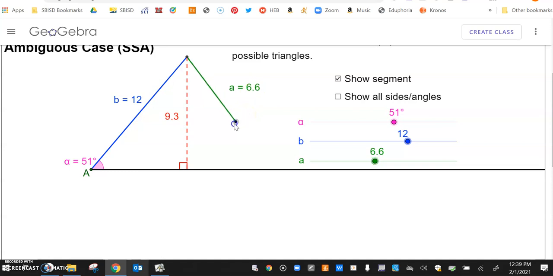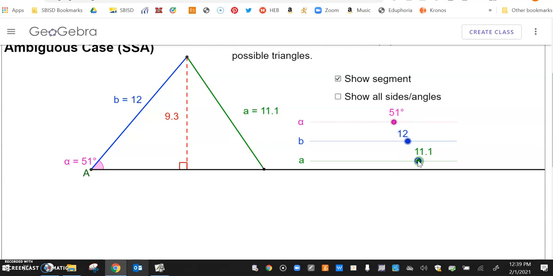This is 6.6. I can try as much as I can to swing it down, and it's never going to close. I think everyone's going to be in agreement with that. Let's make it bigger than 9.3. If it's bigger than 9.3, it's going to come around and close, right? Boom. And look here, this is what makes it really fun: it's going to actually close twice.